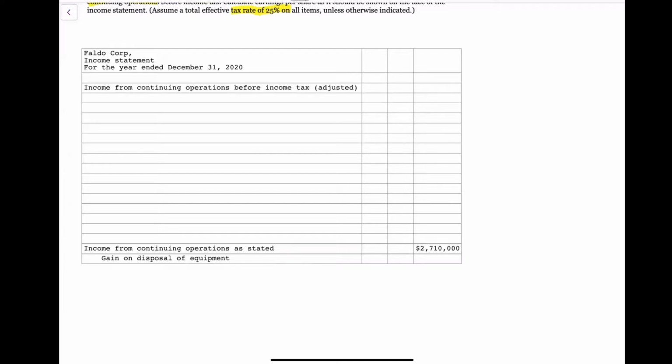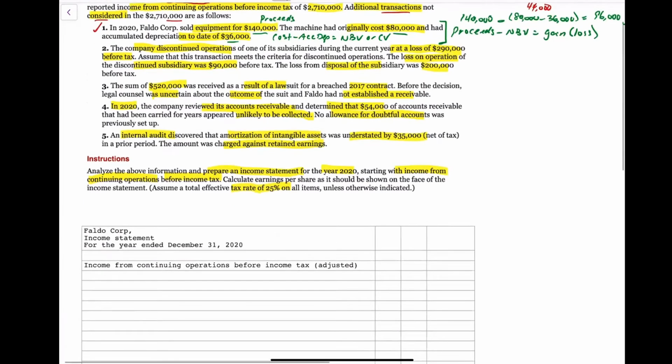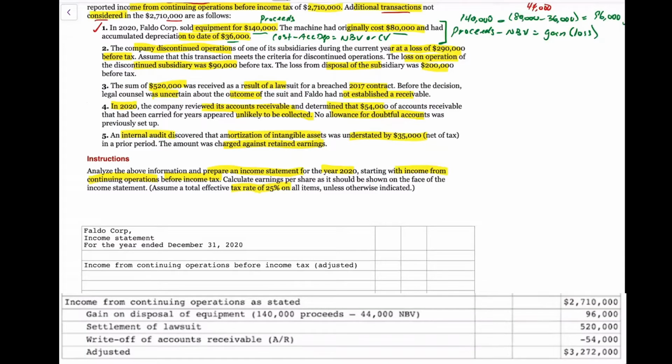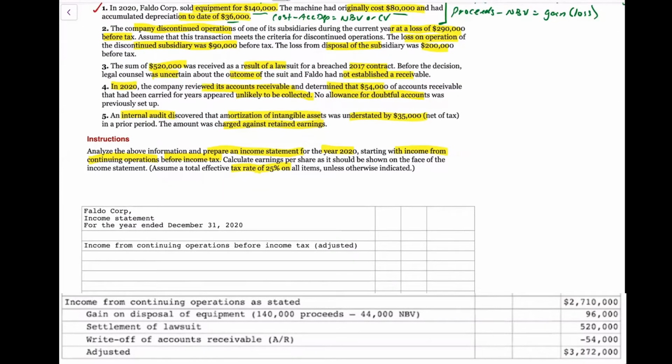So gain on disposal of $96,000. The company had discontinued operations. Well, right away, looking at this piece, is this something I need to do to adjust my income from continuing operations, or can I save this until my discontinued operations section? I can save it, right? Now, this $520,000 lawsuit, is that something that should be included in income or not?